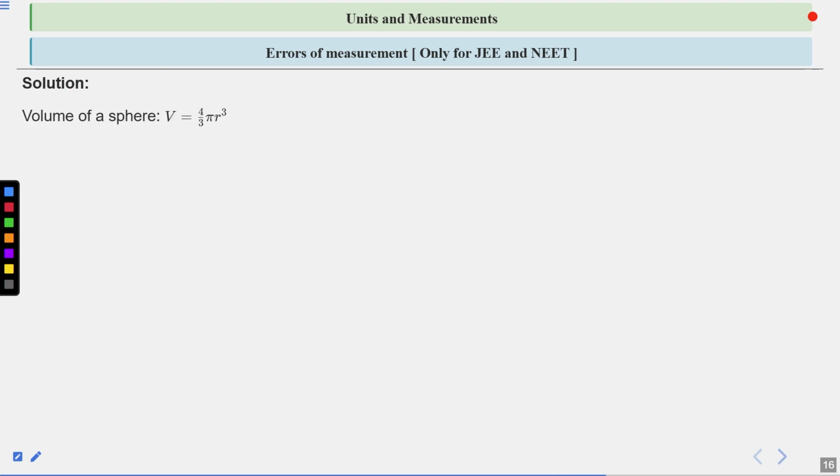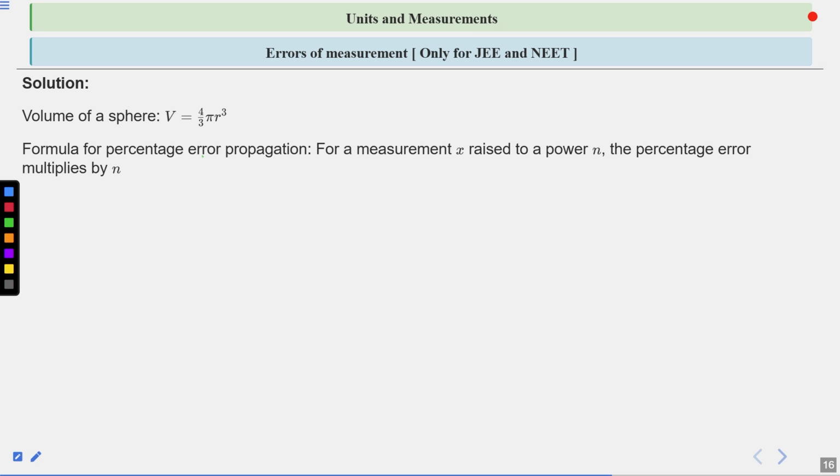We know the volume of a sphere is V = (4/3)πr³. This is the volume of a sphere. The formula for percentage error propagation for a measurement x raised to the power n: the percentage error is multiplied by n. If the given term is V = k raised to the power n, the percentage error will be ΔV divided by V into 100%. ΔV divided by V is the relative error, and if we multiply it with 100, it becomes the percentage error.